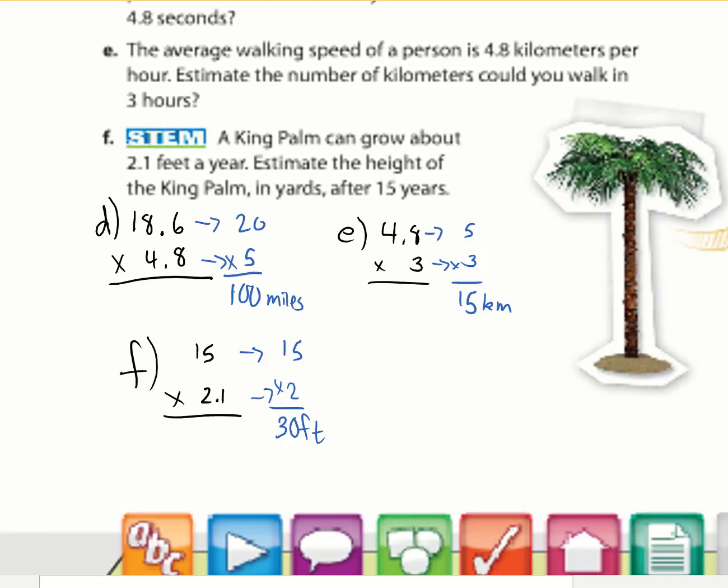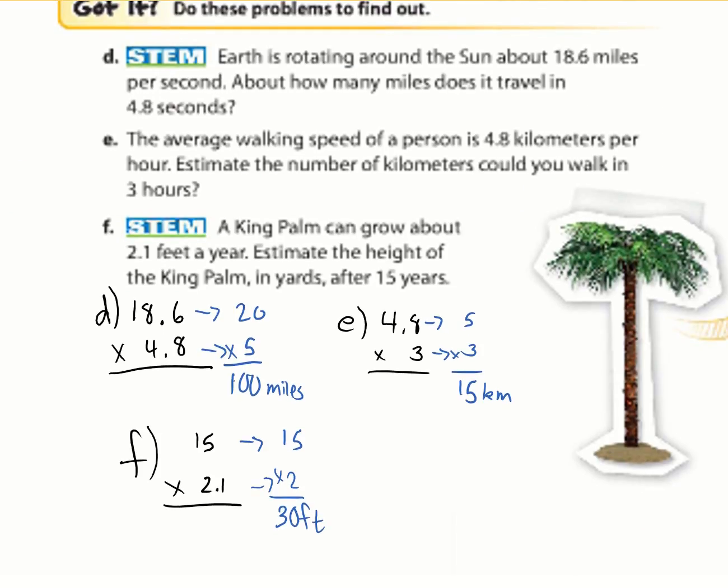So here are the answers for D and E. For D, we have 18 and 6/10 is closer to 20. 4 and 8/10 is closer to 5, so 20 times 5 equals 100 miles. For E, 4 and 8/10 is closer to 5, and 3 is a whole number, so I'm just going to leave 3 alone. So it becomes 5 times 3 equals 15 kilometers.